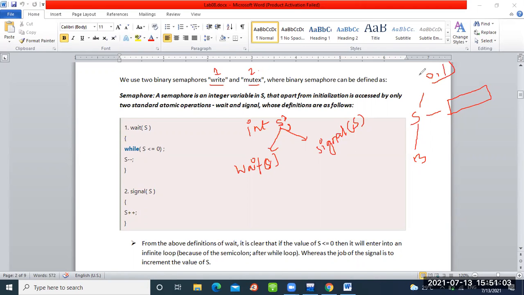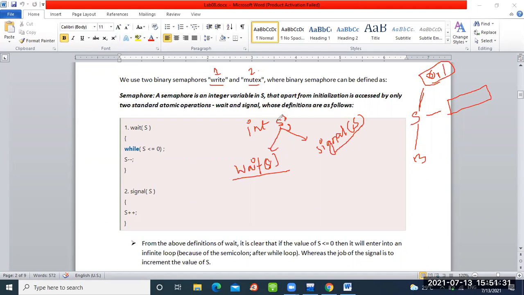What do you understand by binary semaphore? If I say this s is a binary semaphore, then it is going to store only two values, 0 and 1, and it is going to perform two atomic functions: one is wait of s, the second one is signal of s. Is that clear to all of you till now? Can you repeat once again?